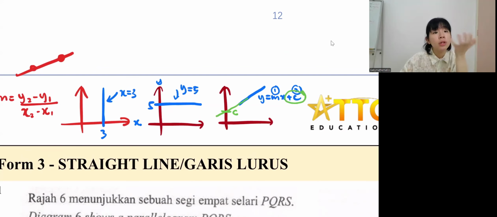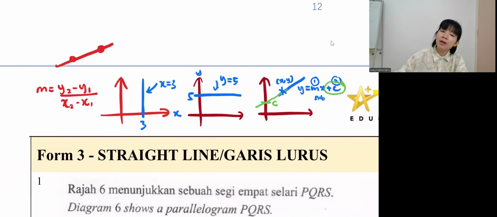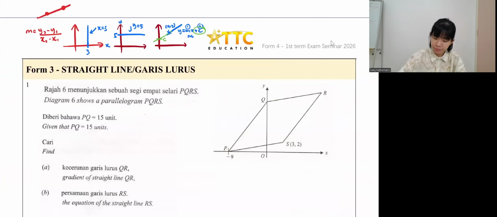But what if it's not given? Then how we find C always? So along this line, you can find one coordinate. Along this line, any coordinate also can. You sub a coordinate, then you can find C. Sub, you can find C. Okay, so now let's look at first question.